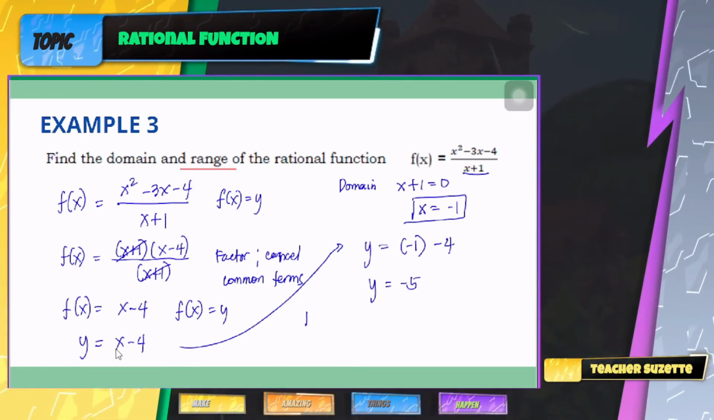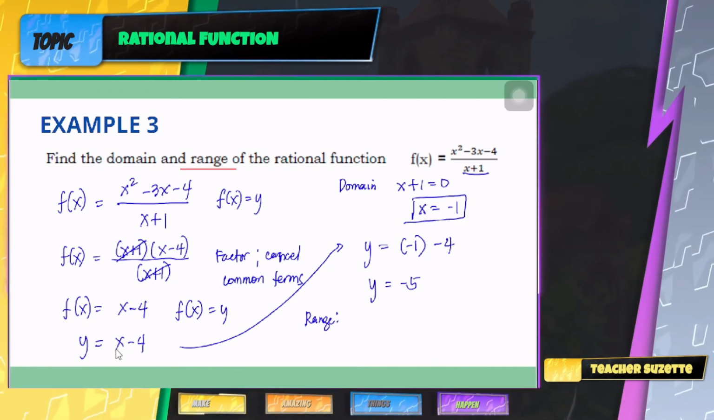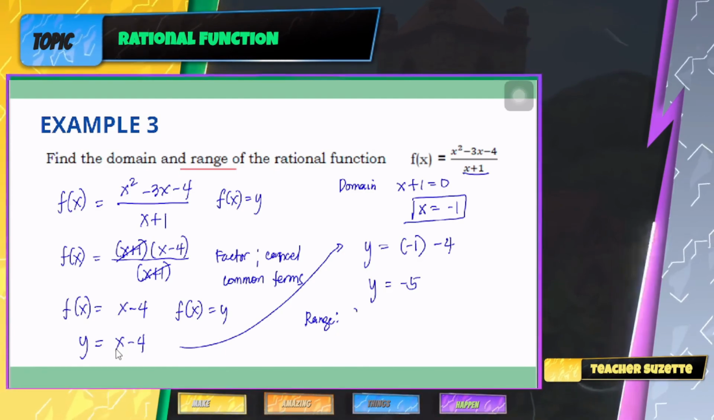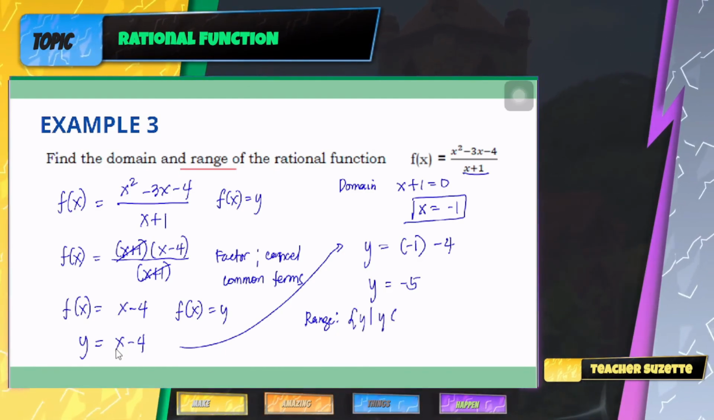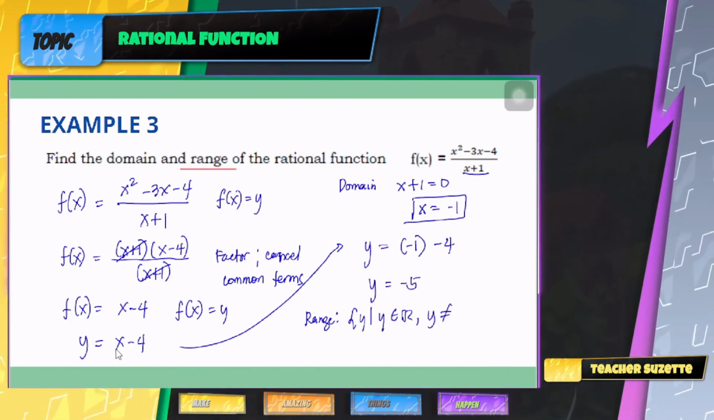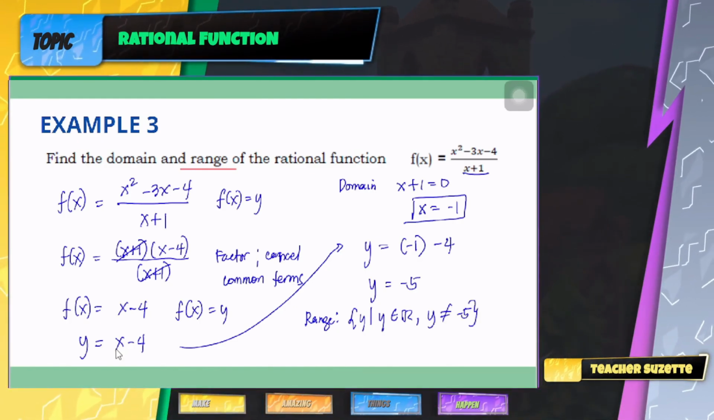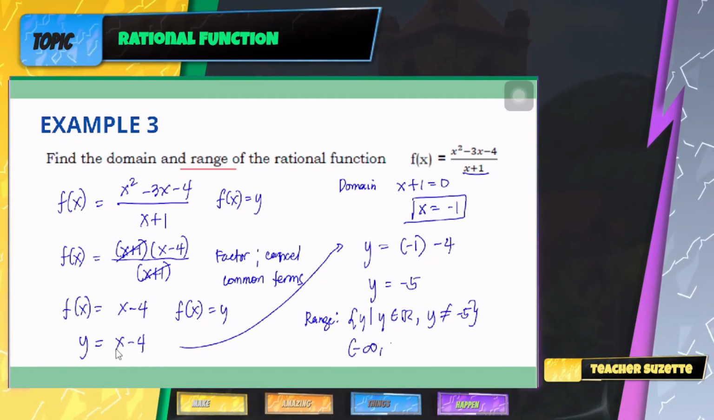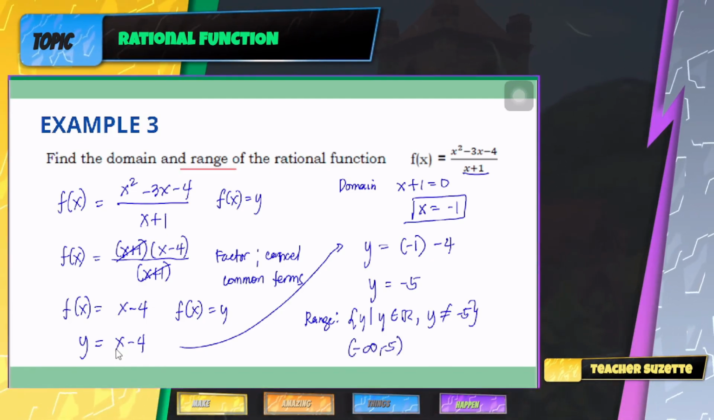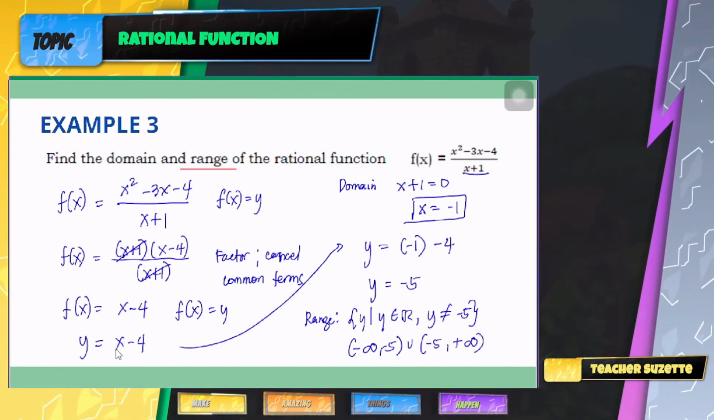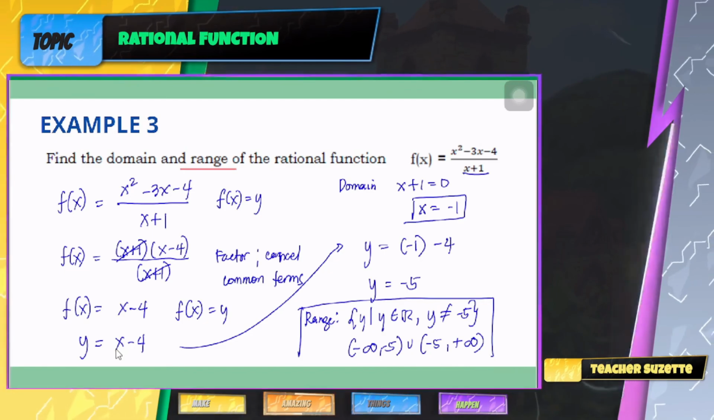So, therefore, the range of your third function is y such that y is an element of the real numbers where y is not equal to negative 5. Or that is negative infinity, negative 5, union of negative 5, positive infinity. Now, this is the range of our third example.